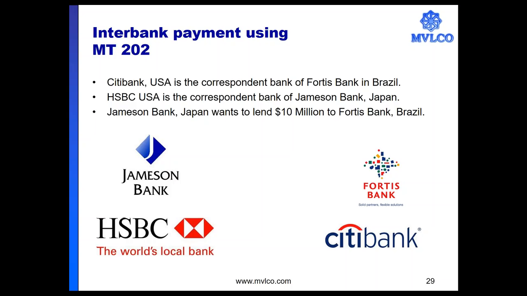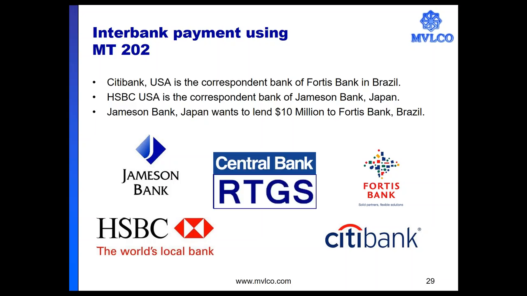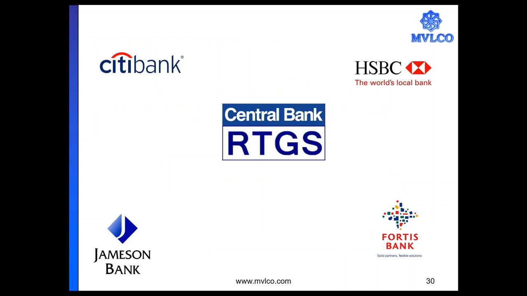Since the transaction of payment is in USA, I will use the US RTGS system there, which is the Fedwire RTGS system. Let's understand the process. Now in this example, Jamson and Fortis enter into a transaction with each other that they have done a deal. Jamson will lend $10 million to Fortis. That's how we have understood the transaction. Now Fortis is expecting this money from Jamson, and the money would arrive in Fortis Bank's Nostro account at HSBC.